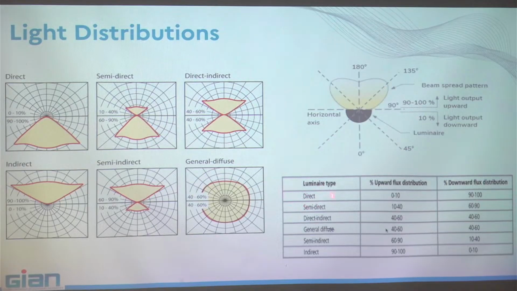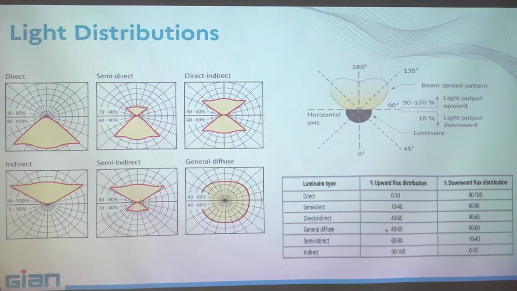That means if I have a direct fixture, I can allow up to 10% of flux going upward. If I have more than 40% of flux going upward, then I am in the configuration of semi-direct. Okay? That means if I take a catalog, I don't need to see the curves. If the manufacturer tells me this is a semi-direct or a diffuse, immediately I know on average how much is going up and how much is going back.